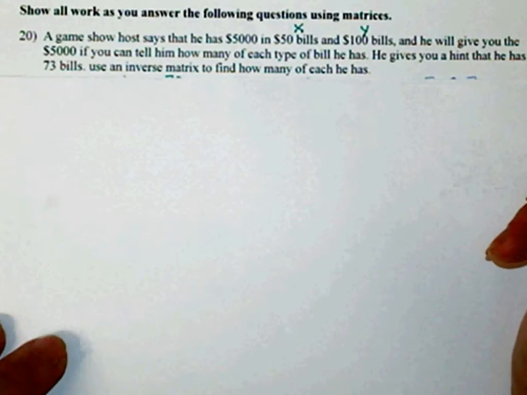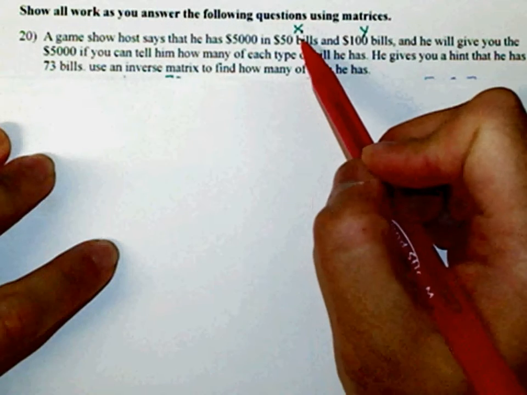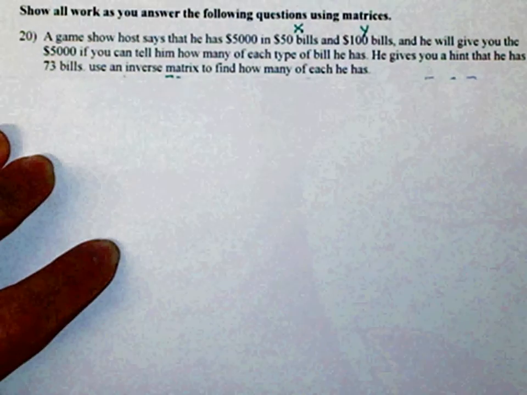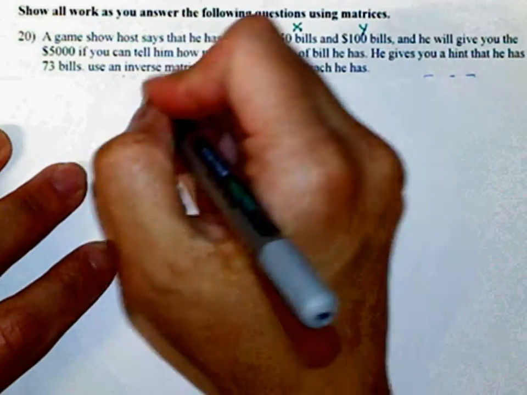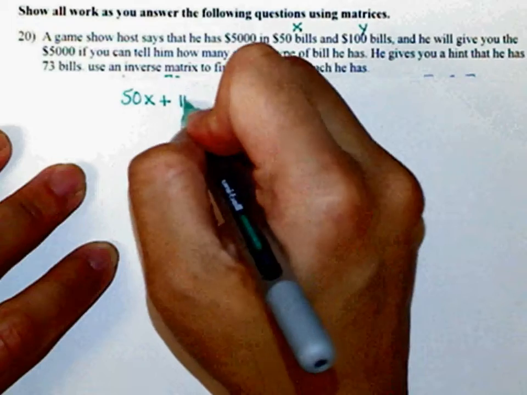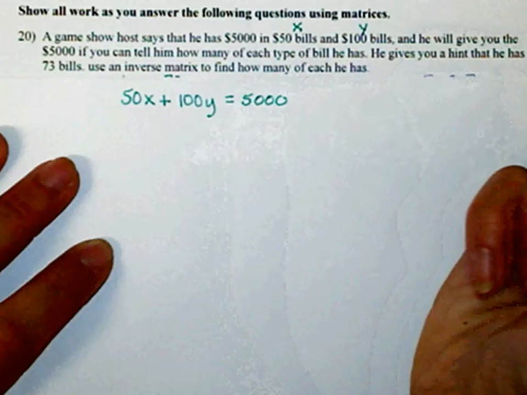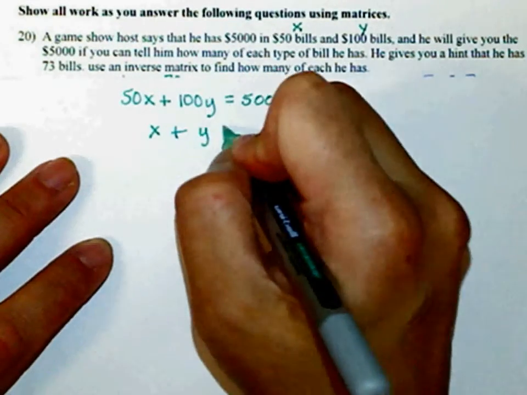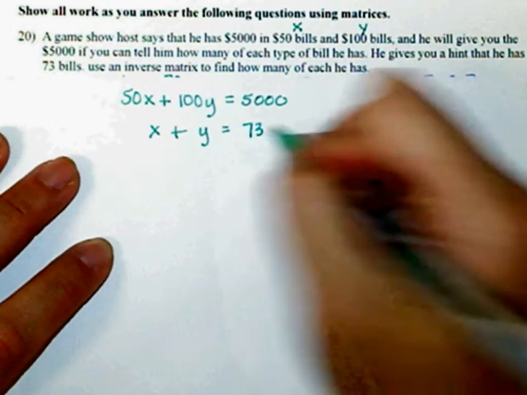So before you can even write the matrix, you need to write out your equations, okay? This is a linear system. My $50 bills, I'm going to call X. My $100 bills, I'm going to call Y. So, let's write our equation first. It tells you he has $50 bills, plus he also has $100 bills, and they total $5,000, okay? He also says he has $50 bills, we're calling X, and $100 bills, we're calling Y, and he has 73 of those bills.